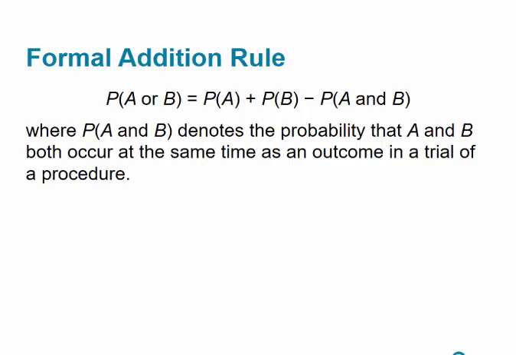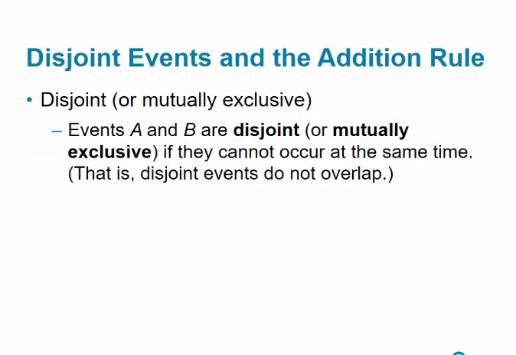So in other words, the formal addition rule for the probability of A or B is equal to the probability of A plus the probability of B minus the probability of A and B, where A and B denotes the probability that A and B both occur at the same time as an outcome in a trial.